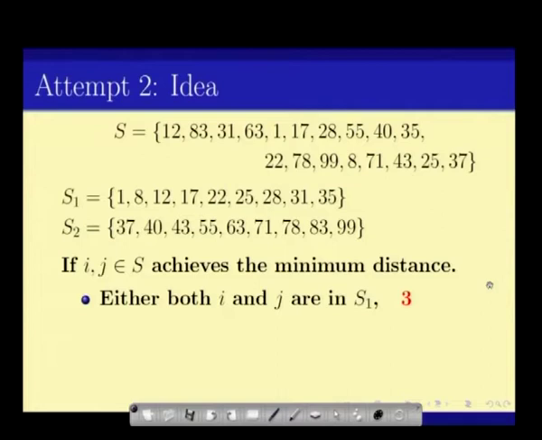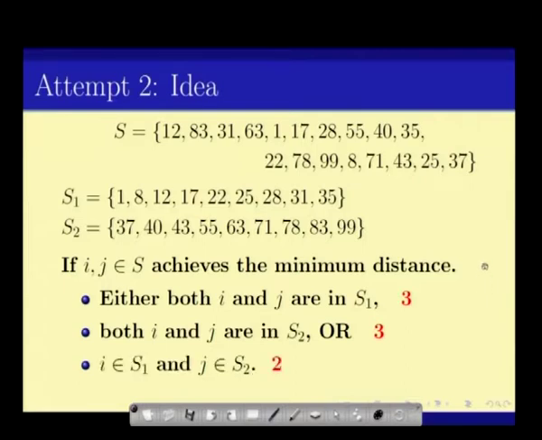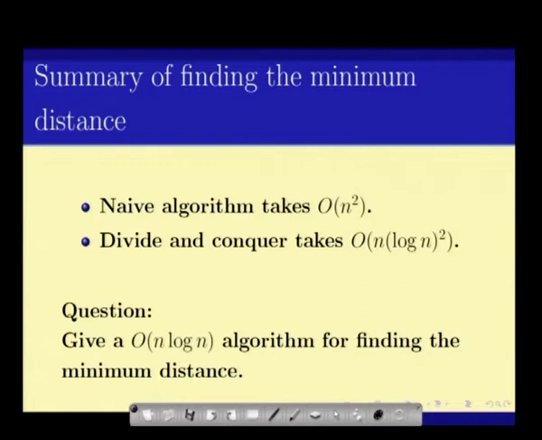So, we see that in this first option, when both i and j are in S1, we have 3; when both i and j are in S2, we have 3; and when i is in S1 and j is in S2, we have 2, and thus the minimum distance is 2. This was the pseudo code of this algorithm, and we saw in the last lecture that it achieves a runtime of order n log square n. Actually, we said that we can get an order n log n algorithm, which we will see later today, and we also saw the naive algorithm that takes order n square.